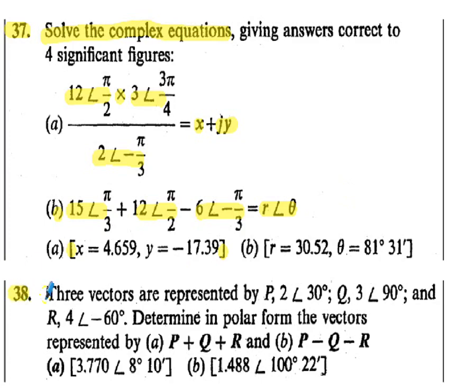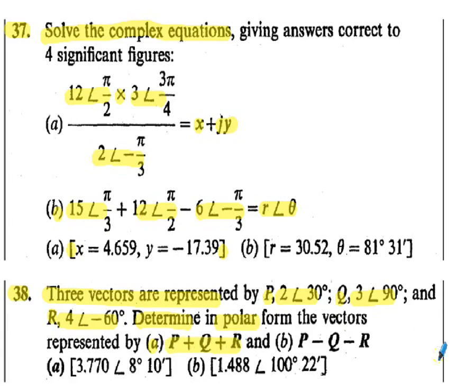Question 38, we're given 3 vectors represented as P in polar form, Q in polar form, and R in polar form. We're asked to determine in polar form the following. Part A, P plus Q plus R.